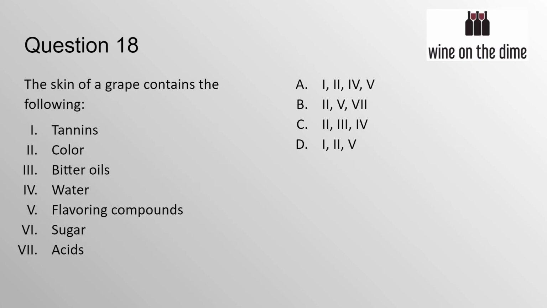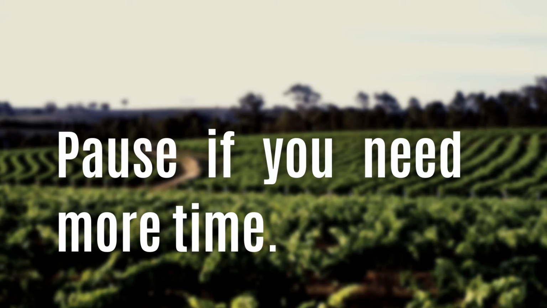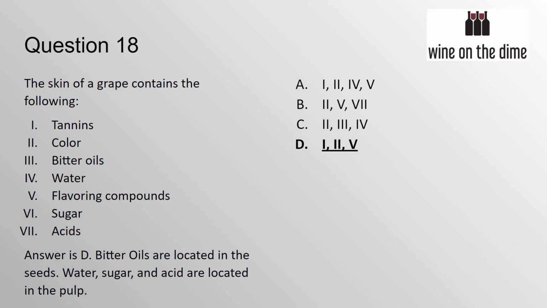Question 18. The skin of a grape contains the following: tannins, color, bitter oils, water, flavoring compounds, sugar, acids. Your answer choices are 1, 2, 4, 5; 2, 5, 7; 2, 3, 4; 1, 2, 5. The answer for this is D. Bitter oils are actually located in the seeds. Water, sugar, and acid are located in the pulp.